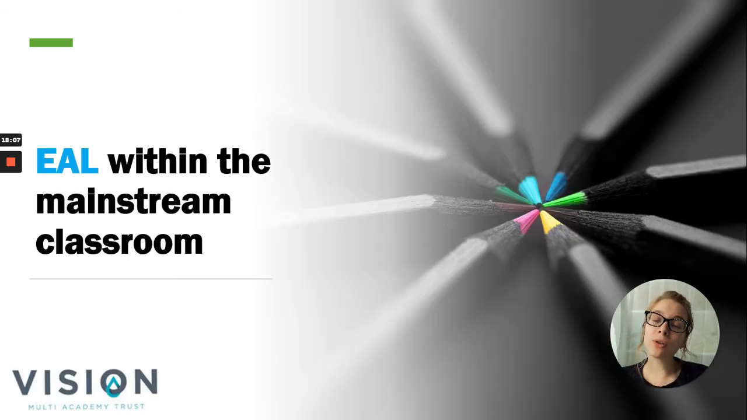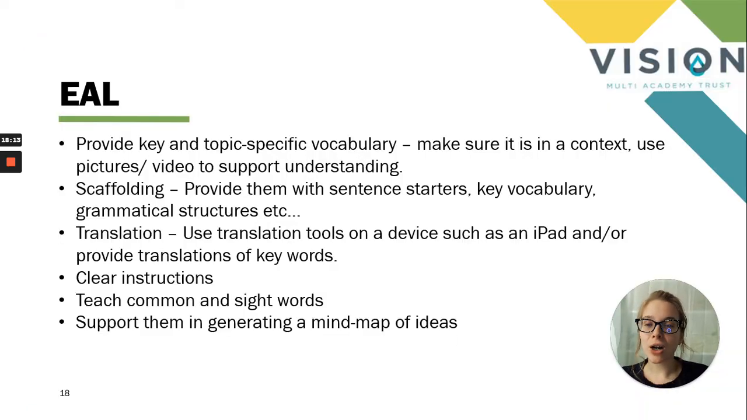So now we're going to be looking at children who have English as an additional language within the mainstream classroom. Okay, so provide key topic specific vocabulary for those children. Okay, make sure it's in a context. Use pictures or videos to support their understanding, to help them define what those words mean. Allow them to take home a copy of the definitions, put them in a book, or create some flashcards in school so they can practice them at home.